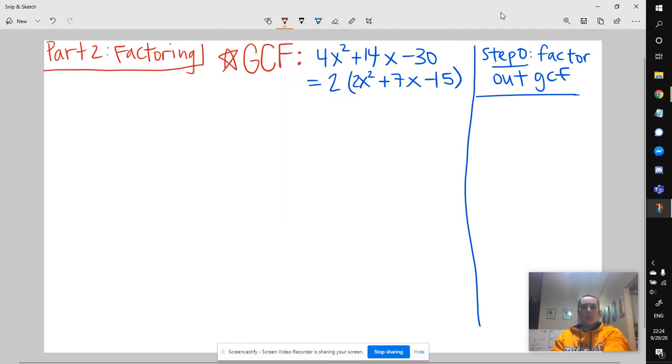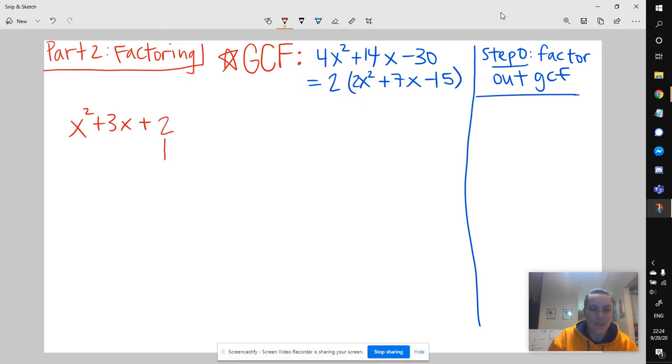Step 2, if we have the more normal looking one, where we just have x squared plus 3x plus 4 or whatever, we're looking for things that, we'll say 2, it's easier. We're looking for things that multiply to this number and that add to this number. So here we would say, 2 times 1 is 2, 2 plus 1 is 3. Bingo bongo, we did it.